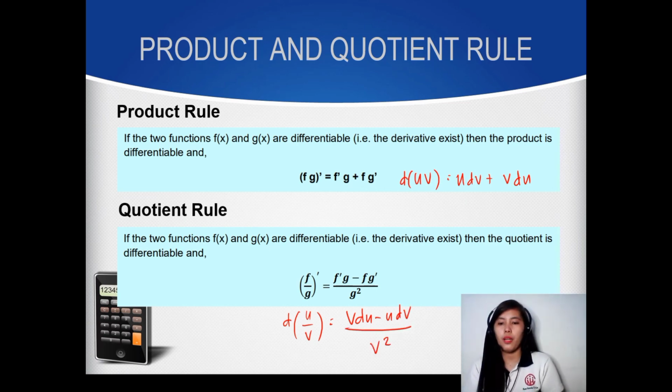So I used to apply these formulas instead of f over g and fg. It's up to you what notation you will use to apply the product and quotient rule. The process is just the same. You only have to get this format: u dv plus v du. Then for the quotient rule, that is v du minus u dv over v squared.